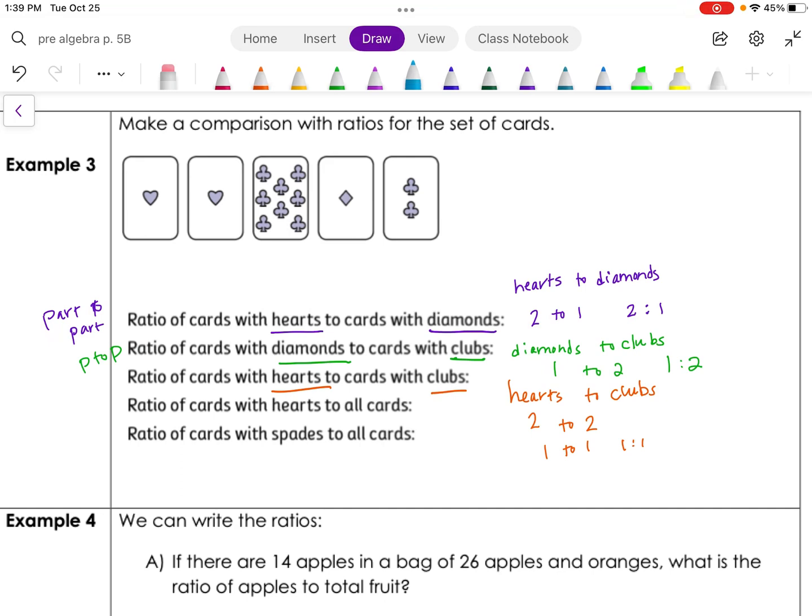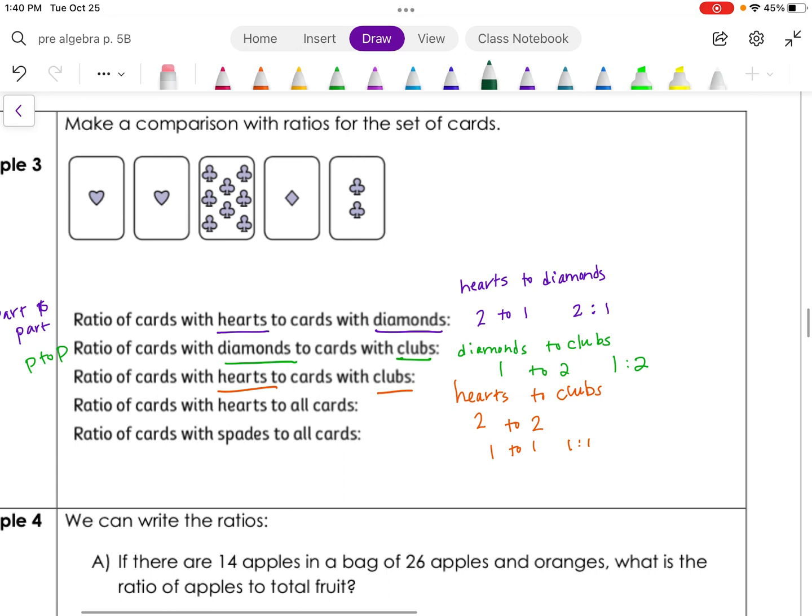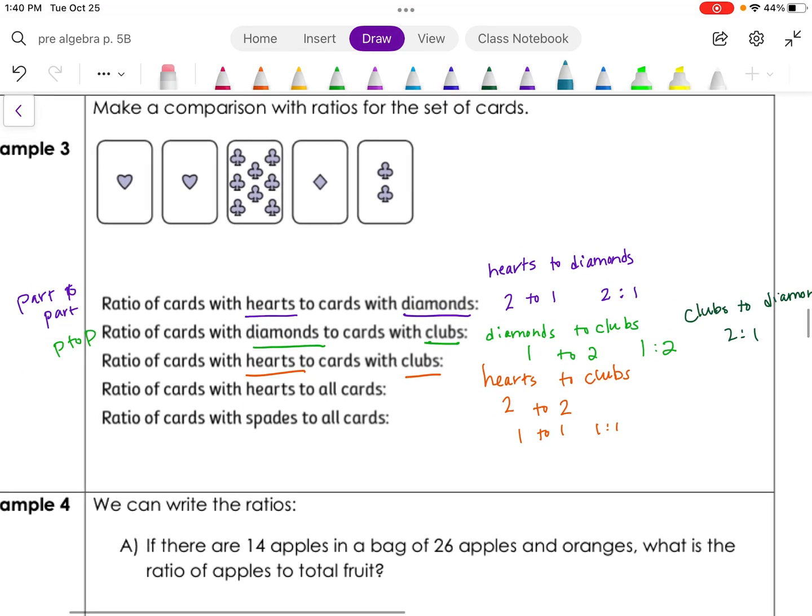Let's do one more before we move on. Now the order matters, right? Our diamonds to clubs ratio is 1-to-2. Our clubs to diamonds ratio would be 2-to-1. So the order does matter when you're talking about it. You have to be thinking about what you're saying, what comes first, what comes second when you're reading these.